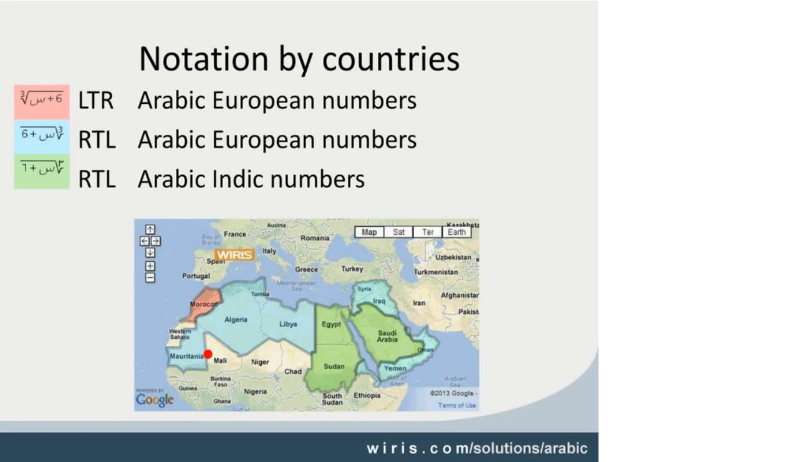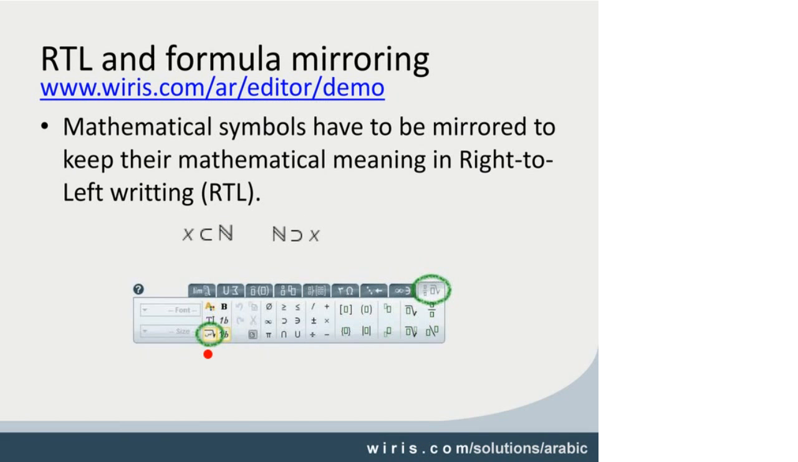First of all, right to left and formula mirroring. As you may imagine, since you move things right to left, the mathematical notation symbols have to be mirrored to keep the mathematical meaning. When you write x in a subset of the naturals, the subset symbol has to be open on the side of the bigger set and closed on the side of the smaller. So if you write your formula right to left, you simply have to mirror your symbol. Otherwise, it would have another meaning.